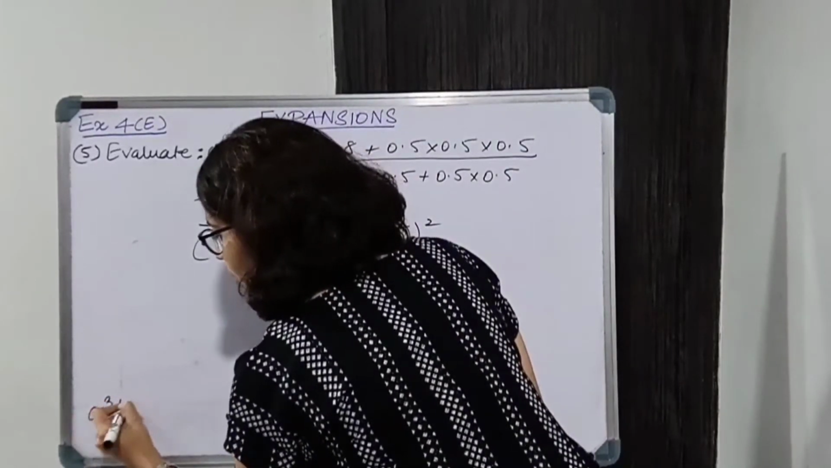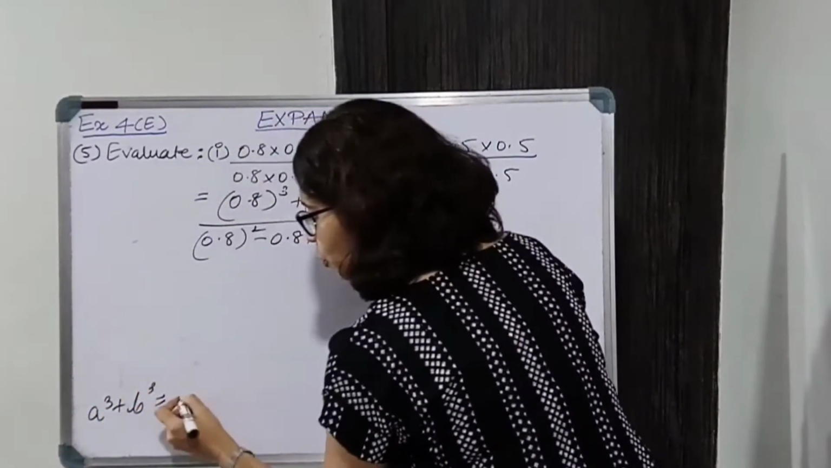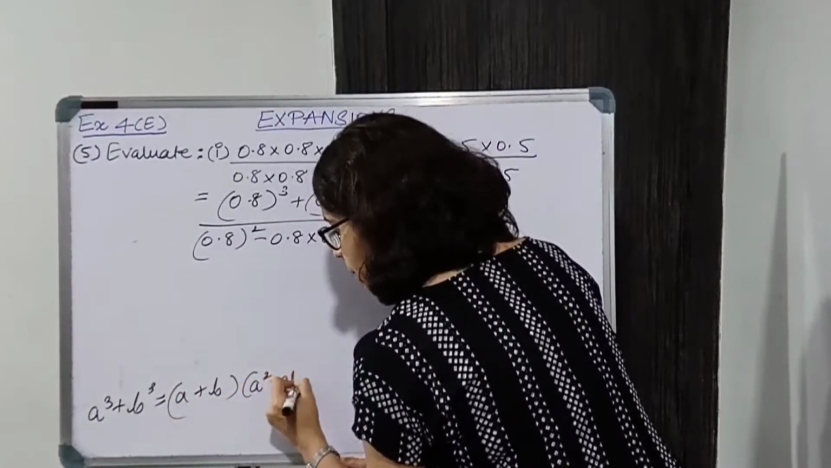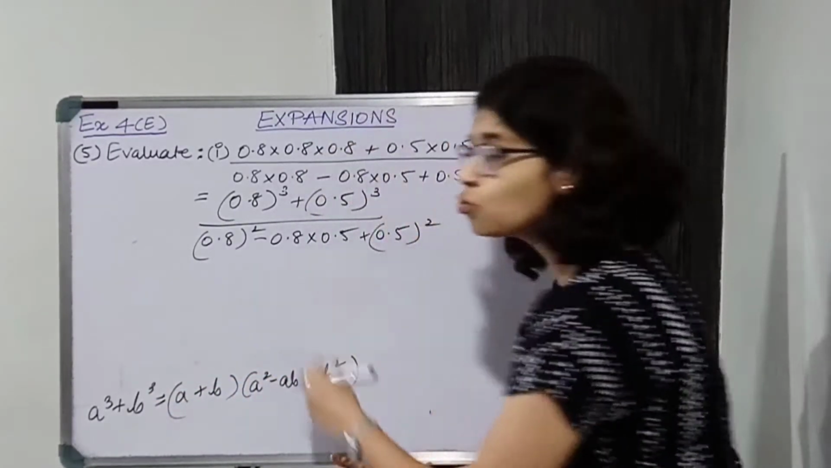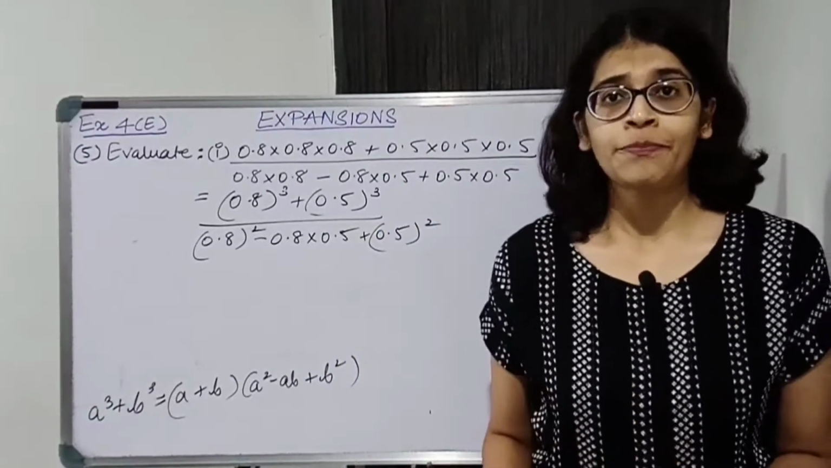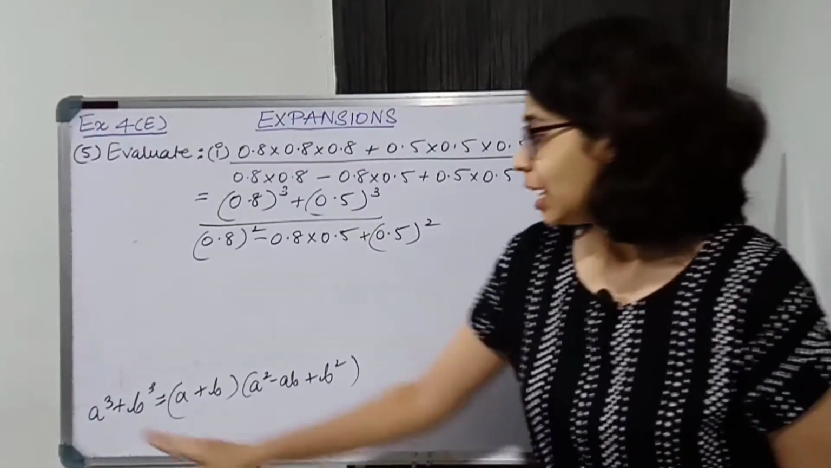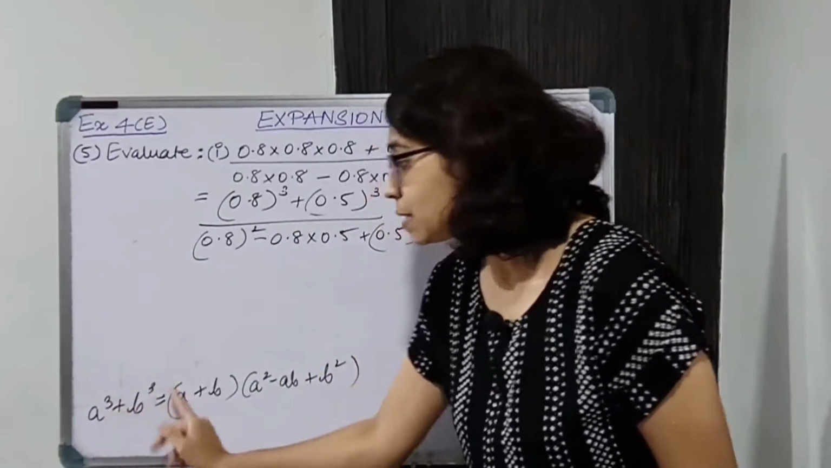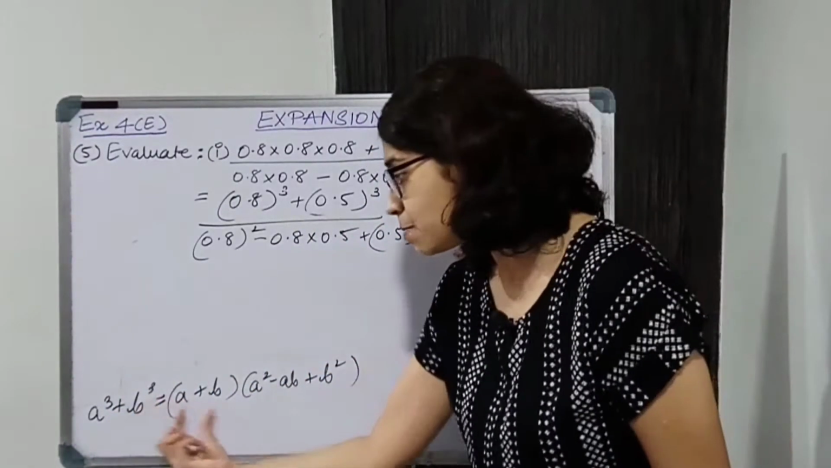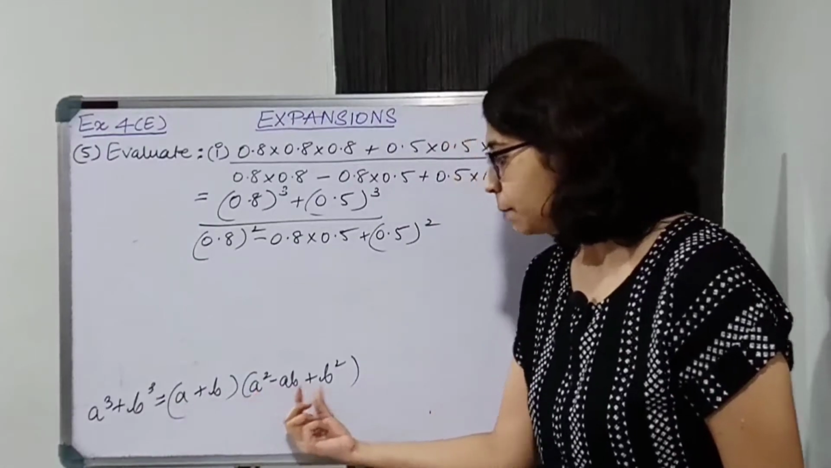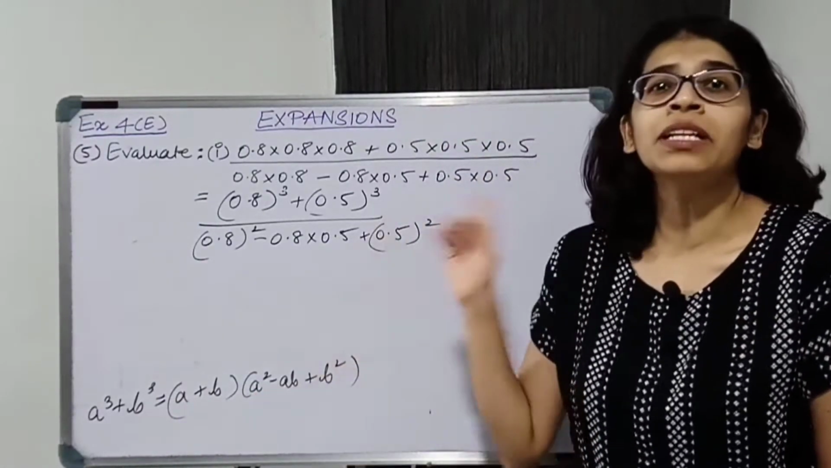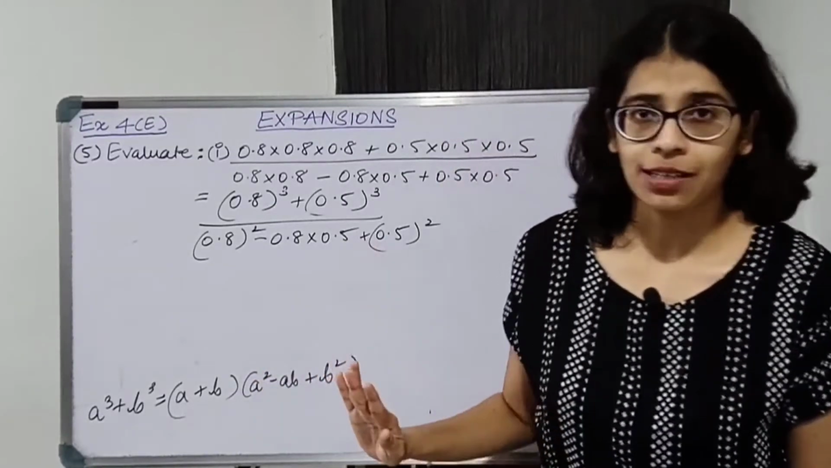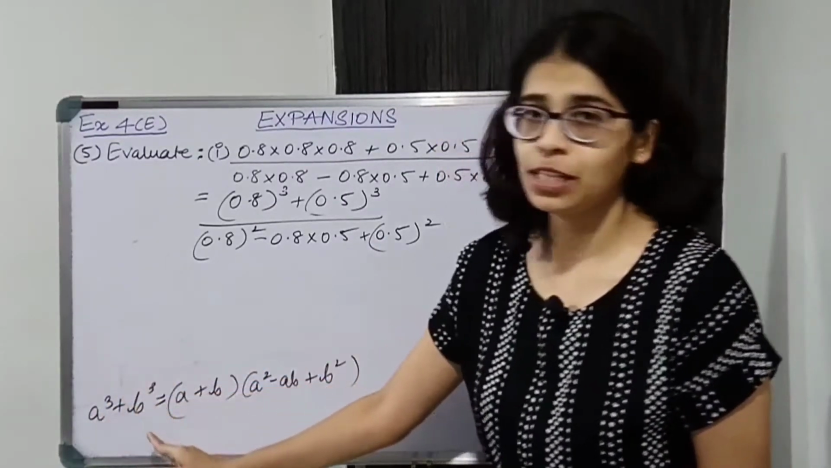A cube plus B cube is equal to A plus B into A square minus AB plus B square. You are supposed to know these products. Okay, it's very easy. A cube plus B cube hai, okay, not whole cube. A cube plus B cube is equal to A plus B into A square, AB, B square, yaad rakho, and middle term mein there is negative sign. Okay, so AB mein negative sign aata hai when it is A cube plus B cube.